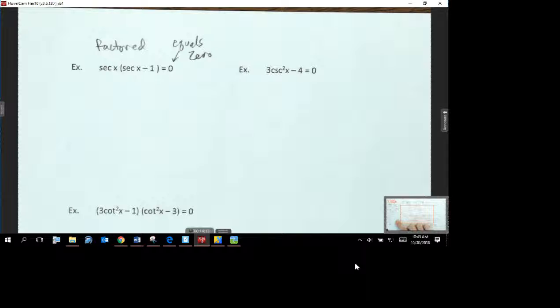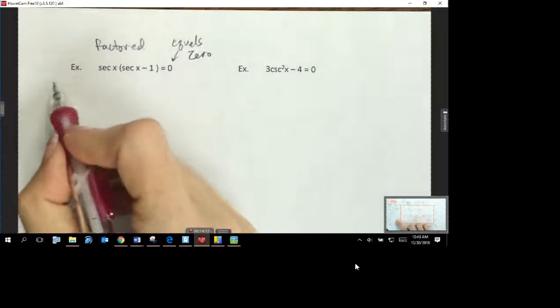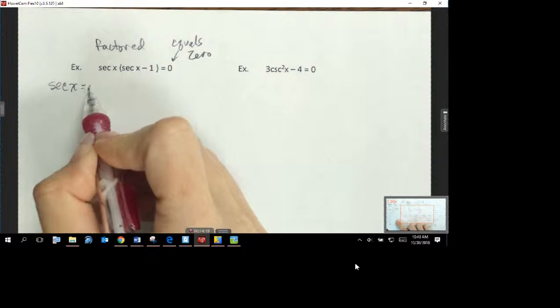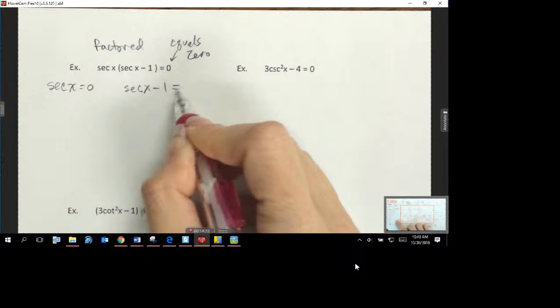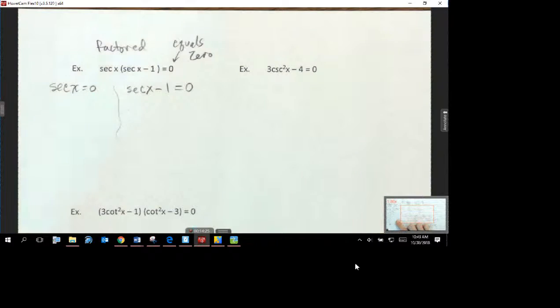I'm going to set each factor equal to 0, and I can solve for each separate factor. So these are like having 2 math problems in one. Kind of like what you had last night with your factoring assignment. After you factored it, and you solved 2 separate x's. And you just put them together as your answer. So we're going to do the same thing.